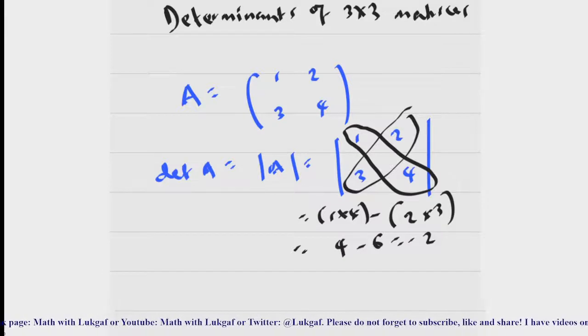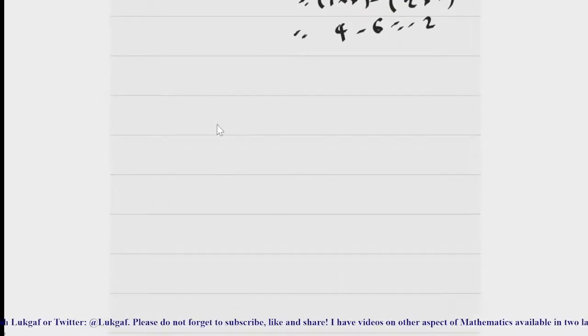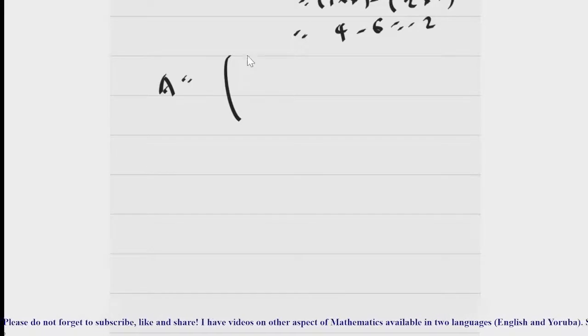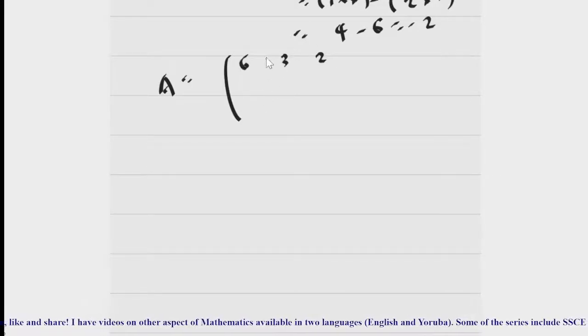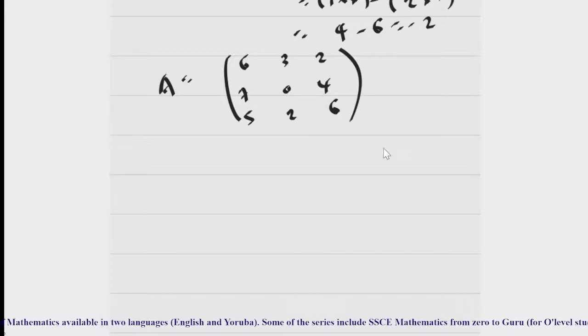So since you now know how to find the determinant of a 2 by 2 matrix, how do we now find the determinant of a 3 by 3 matrix? Suppose my A is now 6, 3, 2. Don't forget you read a matrix row-wise. 7, 0, 4, 5, 2, 6. So this is a 3 by 3 matrix, so you can't use the approach I explained for that of a 2 by 2 matrix.